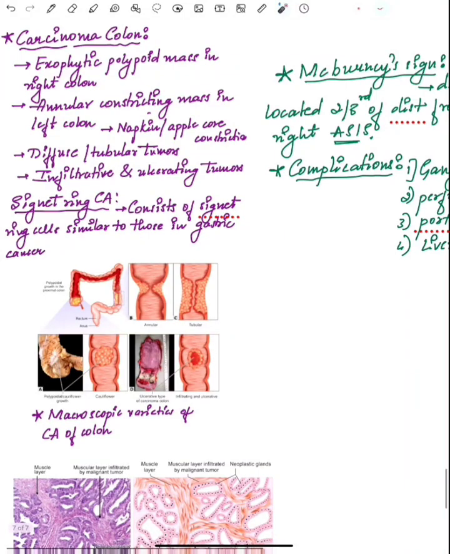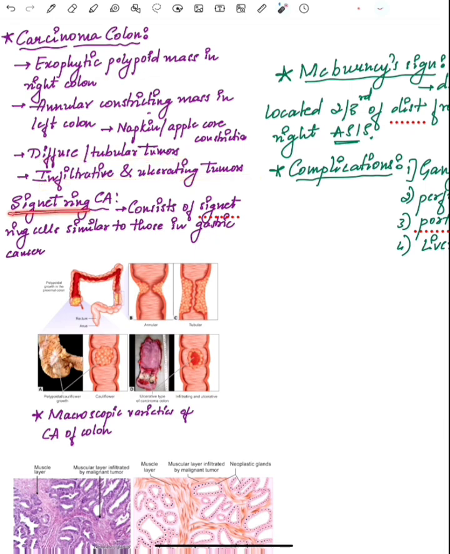Coming to carcinoma colon, this is important. Here it is an exophytic polypoid mass in the right colon, and an annular constricting mass in the left colon can be seen. In the right colon, we see an exophytic polypoid mass, and in the left colon, we see an annular constricting mass. This mass can be of napkin ring or apple core constriction, diffuse tubular tumors, infiltrative and ulcerating tumors.